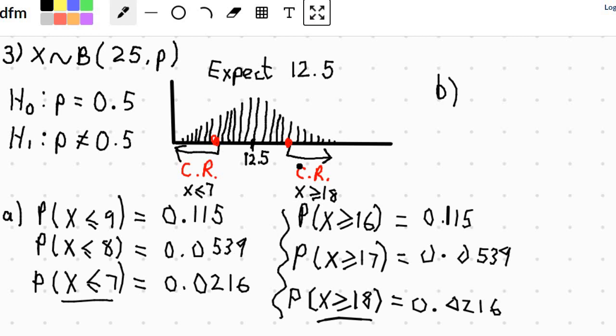So luckily for us, the critical regions were the same because it was a symmetrical distribution, this one. So I've just simply got to times by 2 0.0216, and you can see then that's simply going to be 0.0432, and I think that is part B and question 3 done.